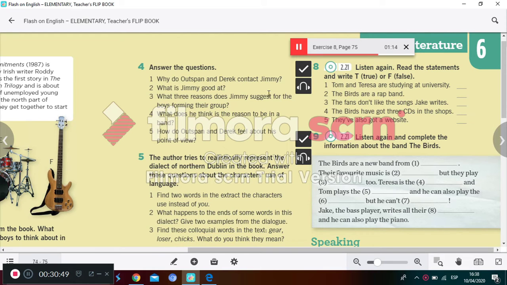Which other musicians are there in the band? Well, there's Jake, our bass guitar player. He composes our songs too. He's really good at writing songs and our fans' favourite songs are all Jake's. And he plays the piano. Then there's Phil. He plays the drums.